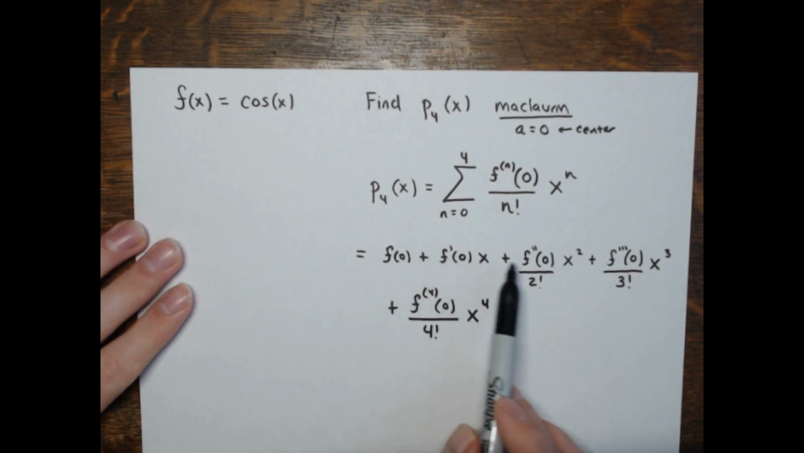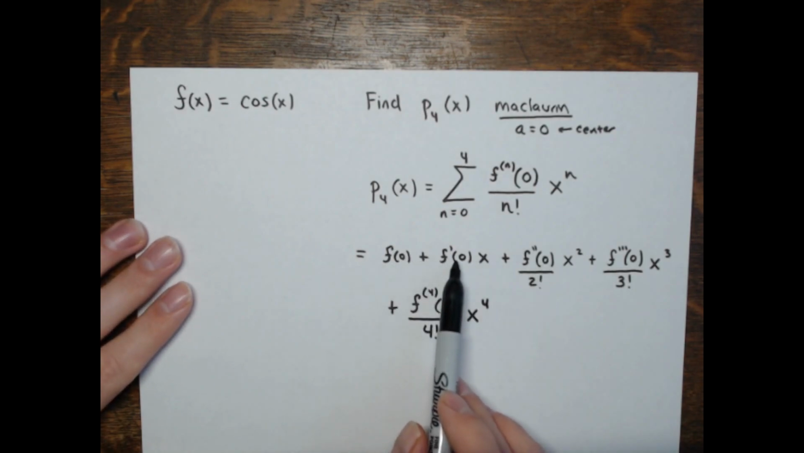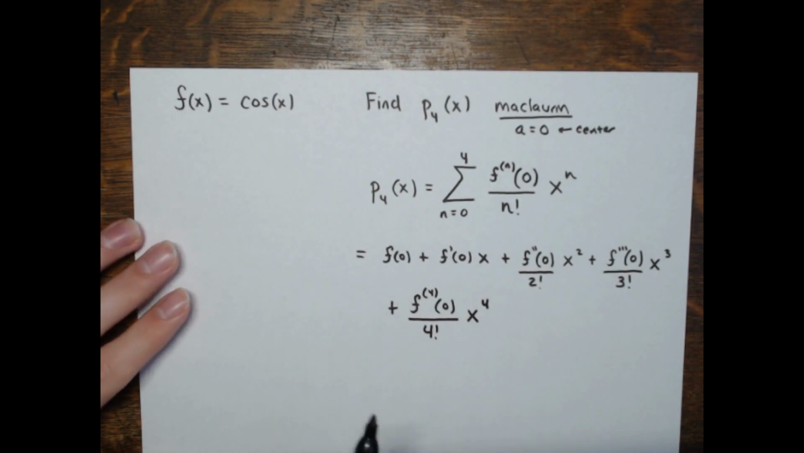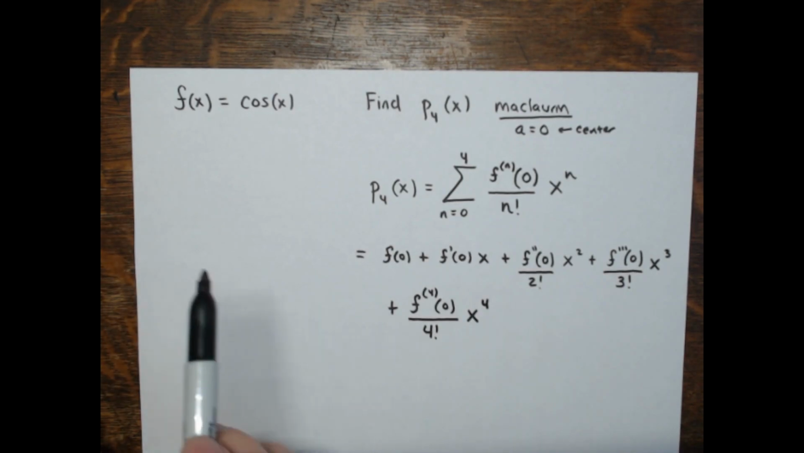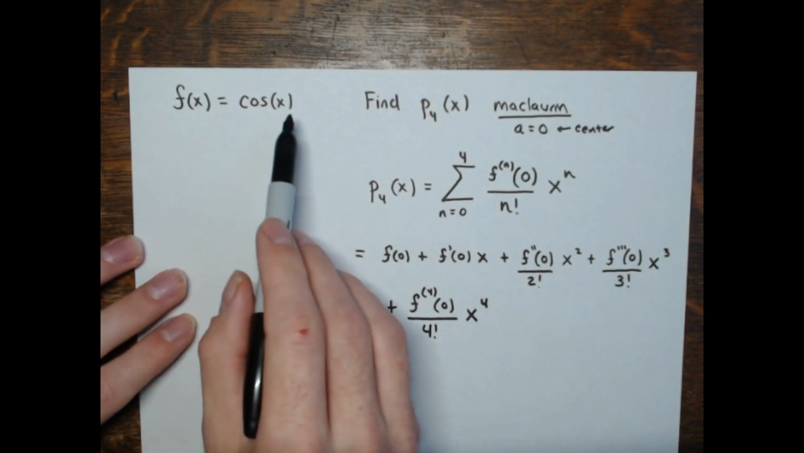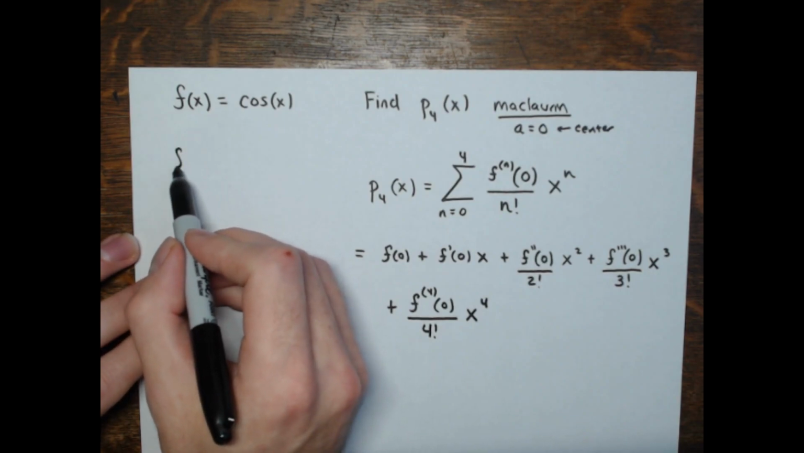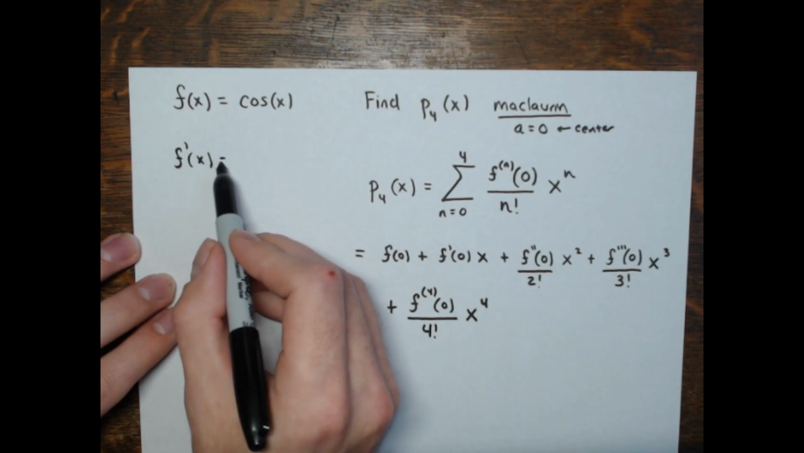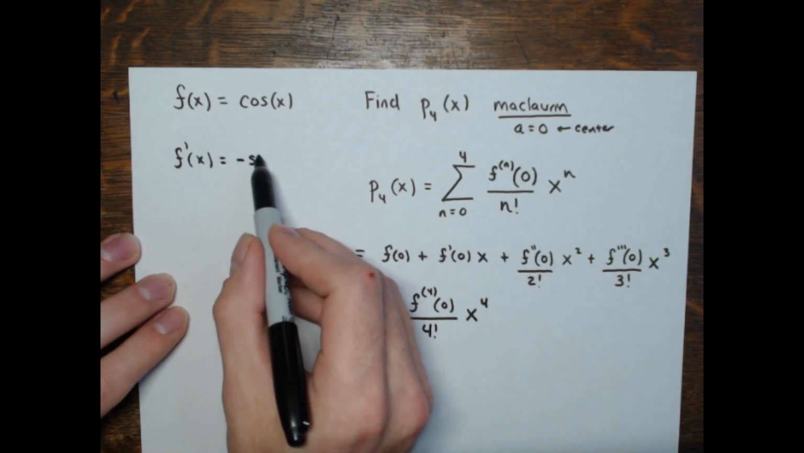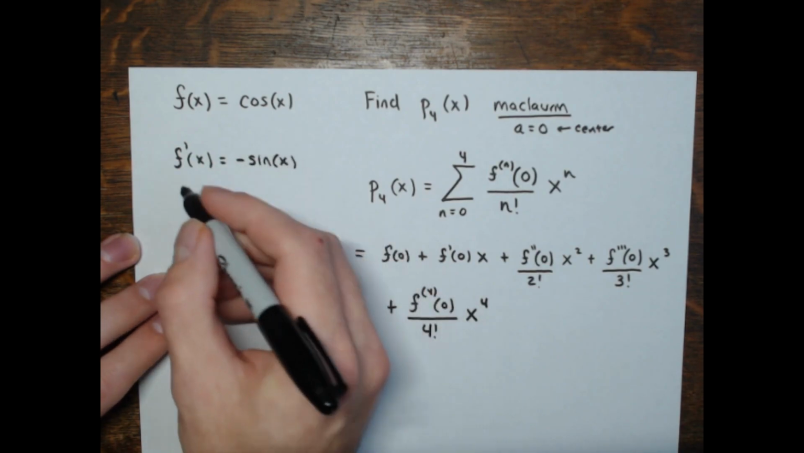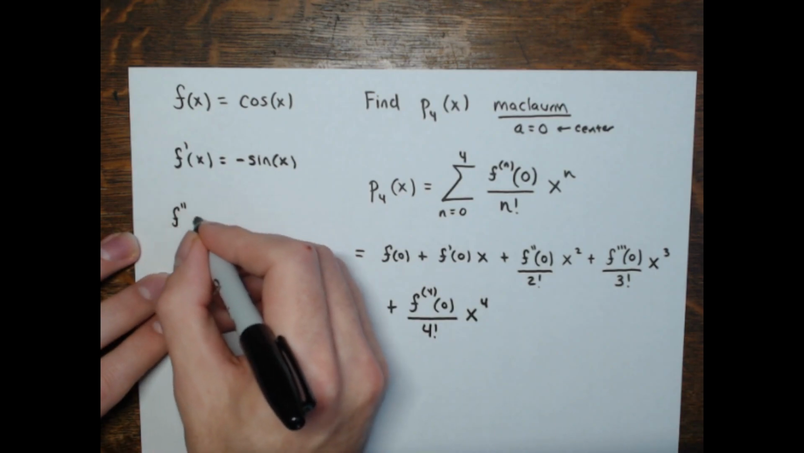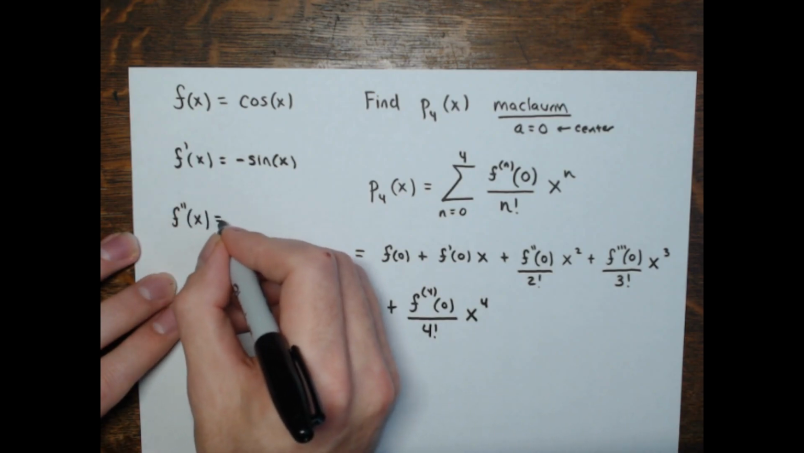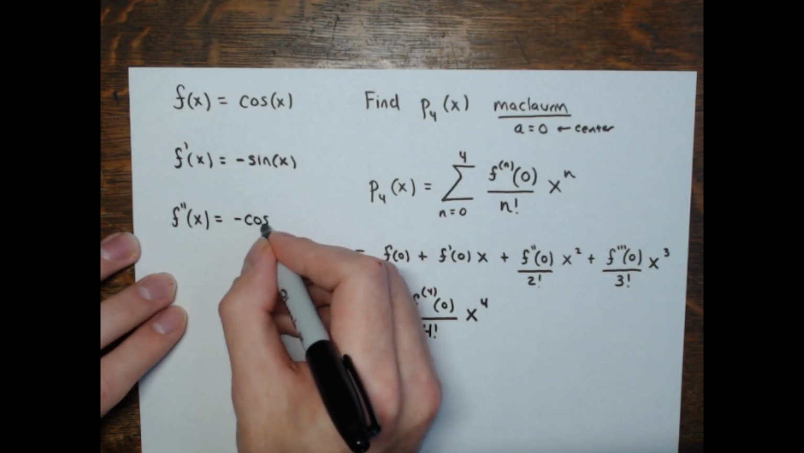So I need all these values, the f of 0, f prime of 0, all the derivatives at 0. Well, we know f is cosine of x. And then I'll just do the 4 derivatives. F prime would be negative sine x. And f double prime, or the second derivative, would be negative cosine x.